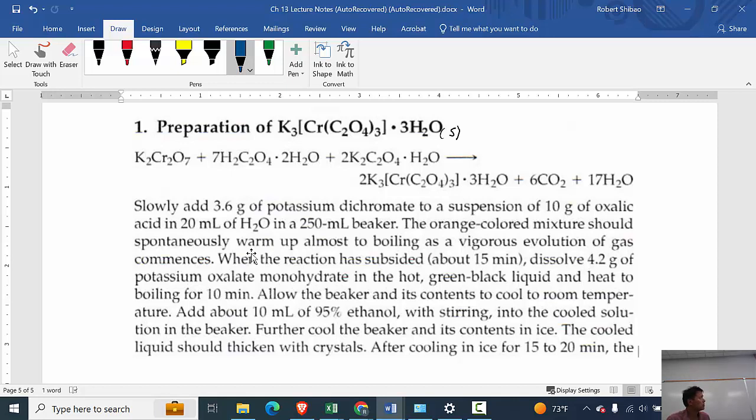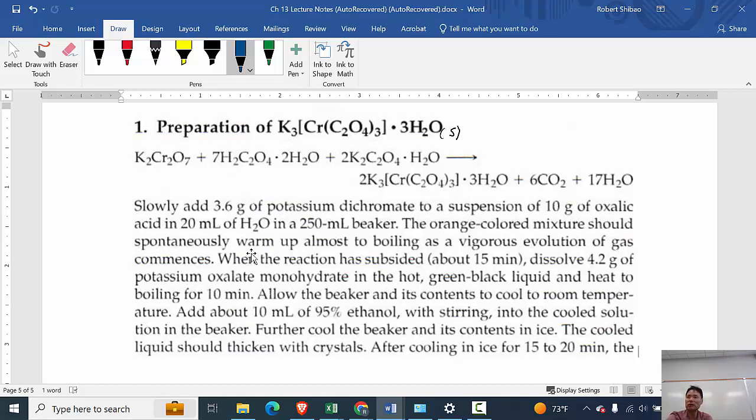The orange-colored mixture should spontaneously warm up almost to boiling as a vigorous evolution of gas commences. What happens sometimes is people dump all 3.6 grams at once. If you dump all 3.6 grams at once, you know what it looks like? It looks like somebody put a Mentos in Diet Coke. Have you ever seen that? And then it sprays up hexavalent chromium all over their arms and hands. It's happened before. They just dump it in, and then they've got this mad concoction that just oozes. And it effervesces quite a lot because it's generating a lot of CO2 gas.